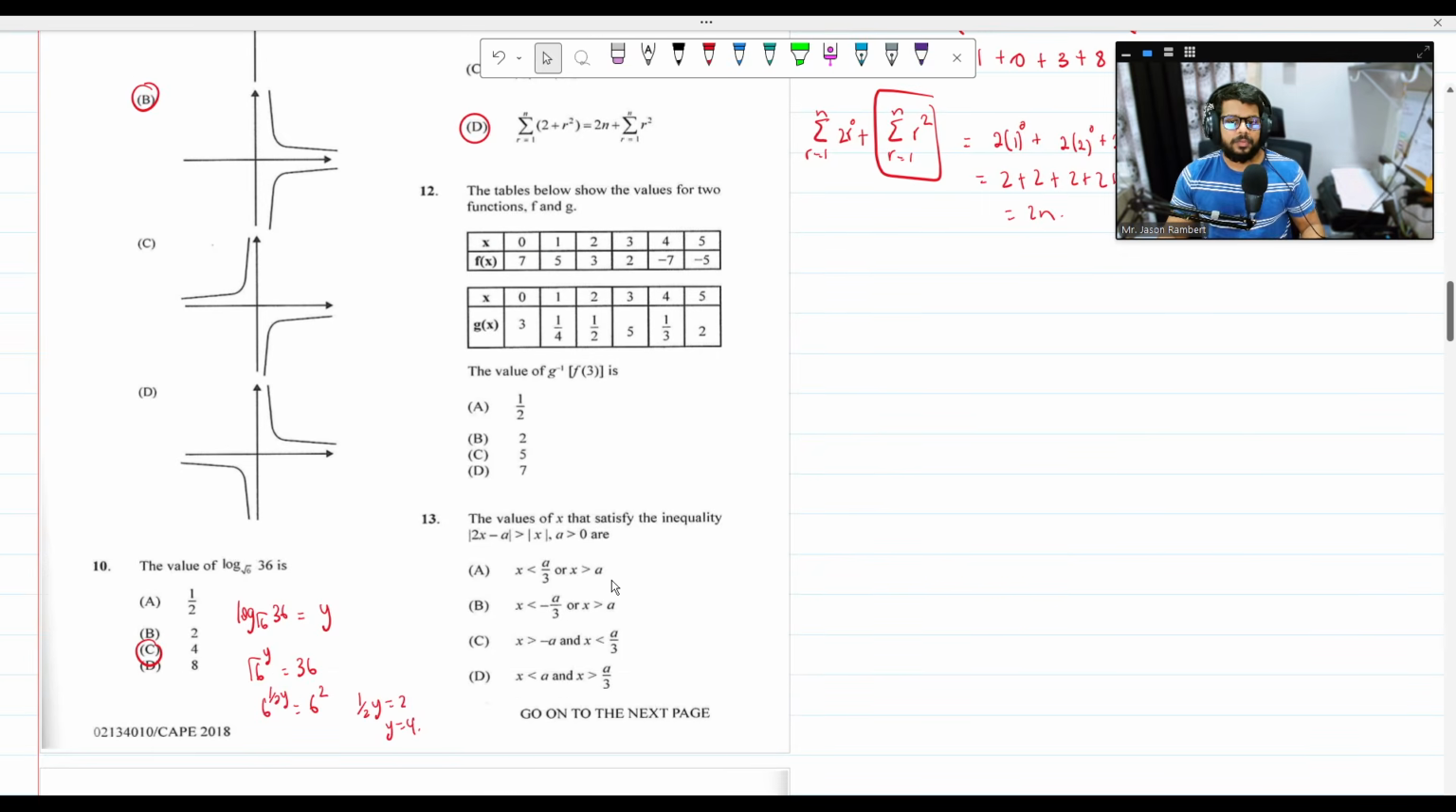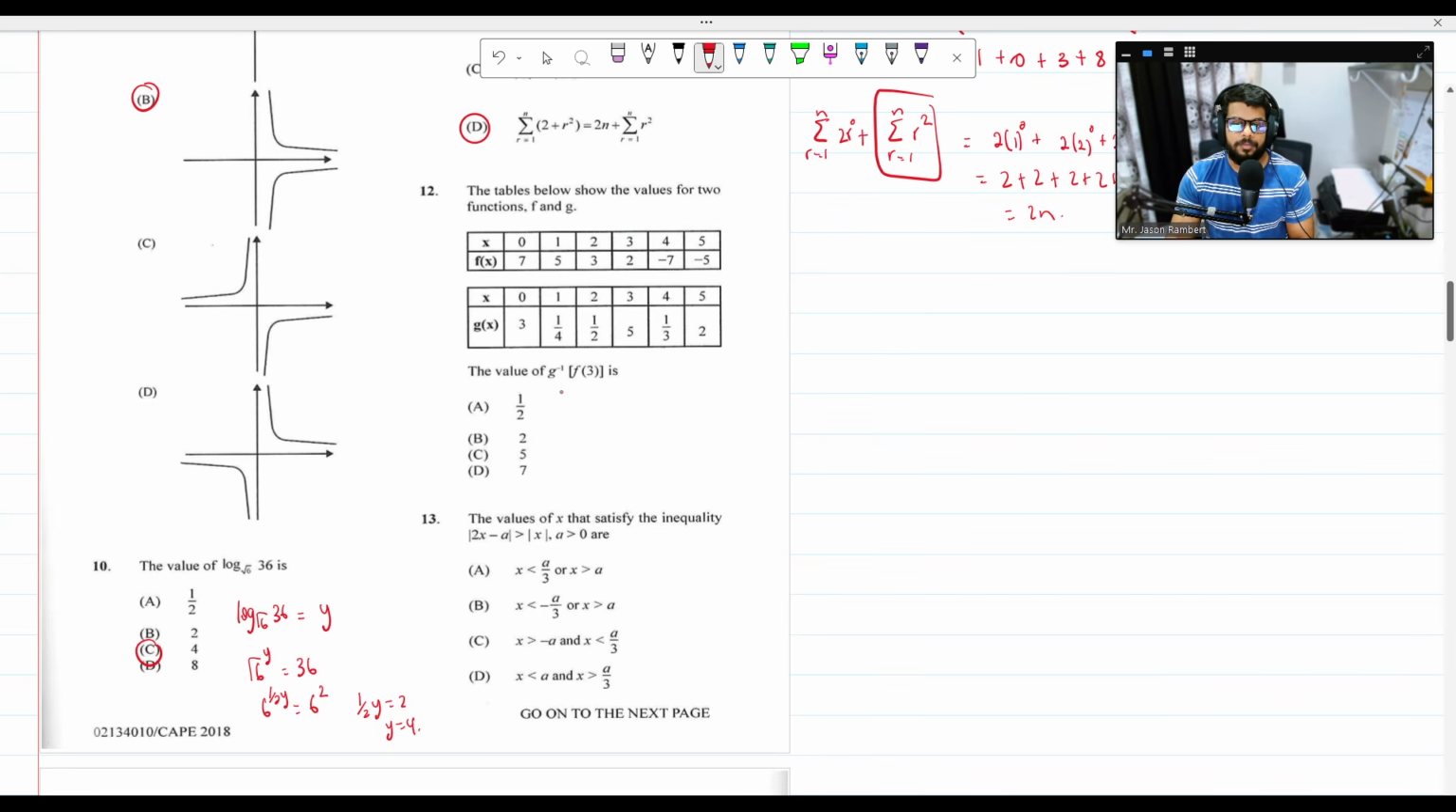Alright, number 12 is one that we have to be very careful when we are looking at it. The value of g inverse f of 3. Before we dive into the answer, let me try and read the table properly. The table says f of 0 is 7, f of 1 is 5, f of 2 is 3, and so on. g of 0 is 3, g of 1 is a quarter, g of 2 is a half, and so on. So I'm looking for g inverse f of 3. First, let me figure out what f of 3 is. f of 3 is going to give me 2.